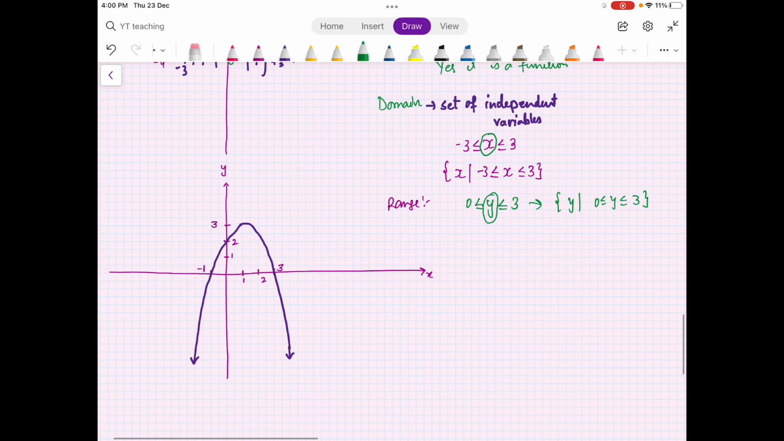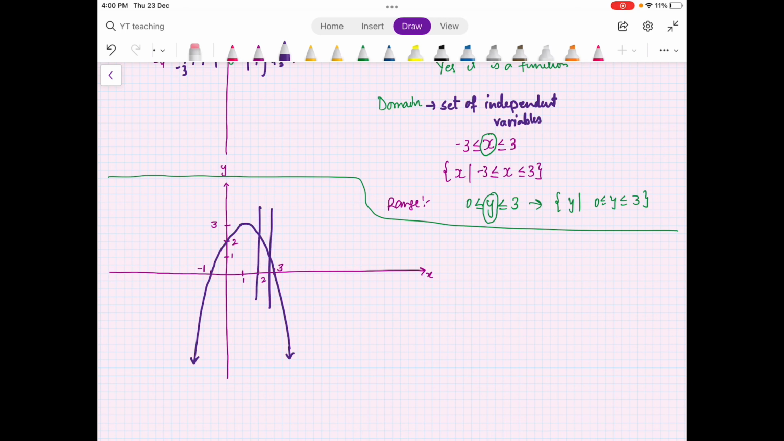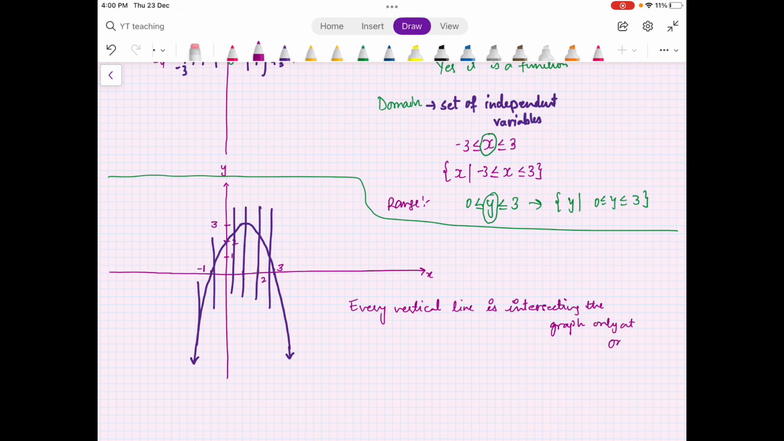Now here is another one. You have to tell whether it is a function or not. So again you can use the vertical line test. Here you see, if I draw vertical lines, every vertical line is intersecting my graph only once. So every vertical line is intersecting the graph only once. Therefore, it is a function.